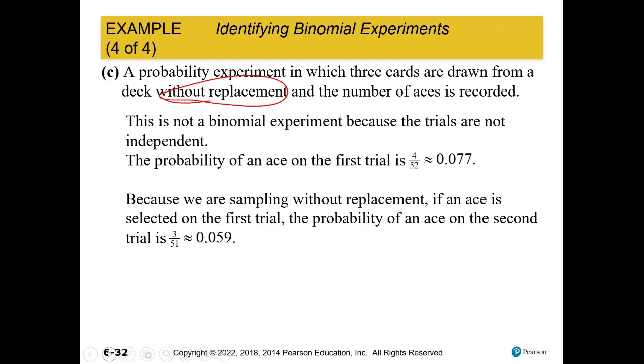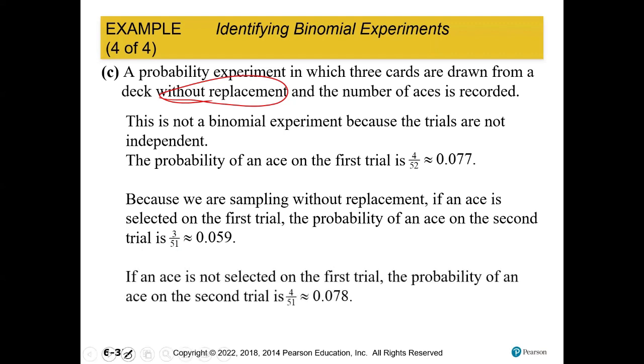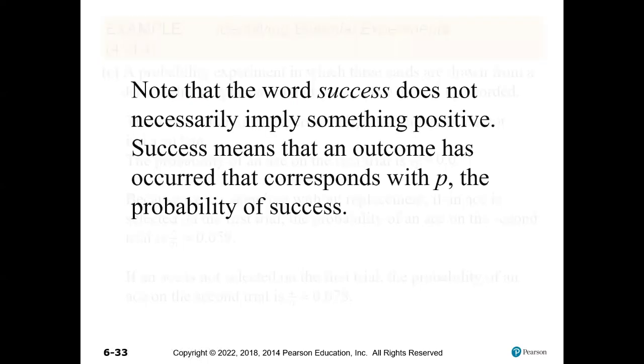If we did a with replacement, then it may work. But this one's not going to work because the second time through, our probability is different. Note that the word success does not always have to imply something positive. Success means that an outcome has occurred that corresponds with P, the probability of success.